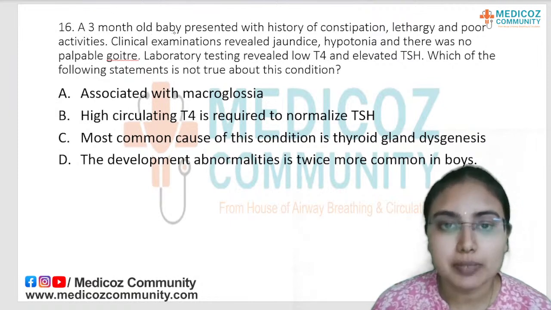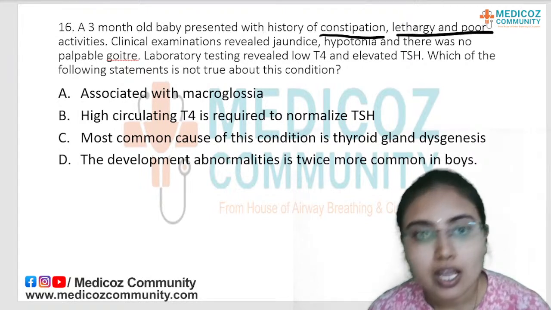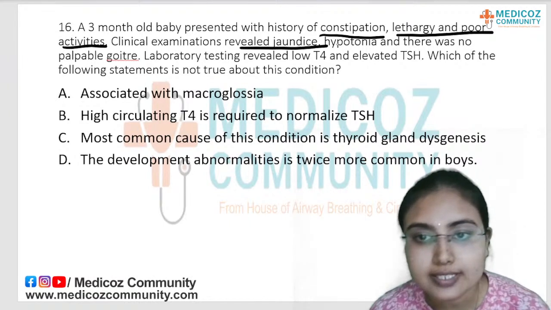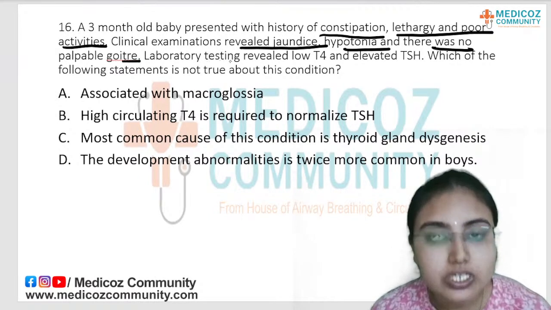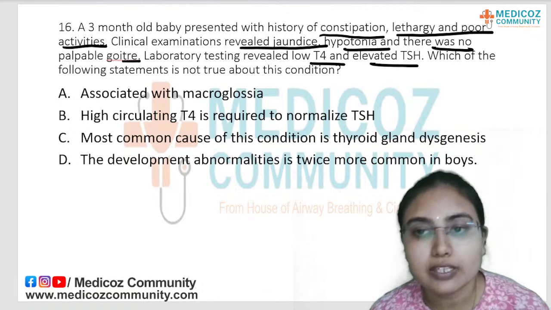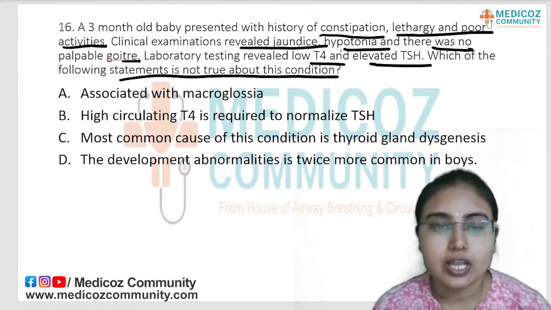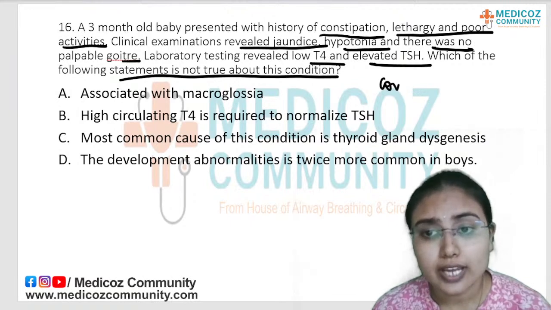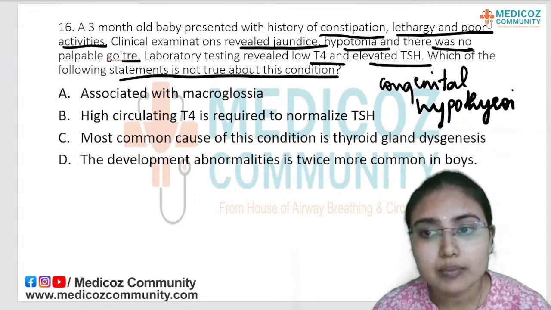A 3-month-old baby presented with history of constipation, lethargy, and poor activities. Clinical examination revealed jaundice, hypotonia, and there was no palpable goiter. Laboratory testing revealed low T4, elevated TSH. Which of the following statement is not true about this condition? I think it's a no-brainer. I think all of you would have guessed that this is a case of congenital hypothyroidism. I expect all of you to know this.